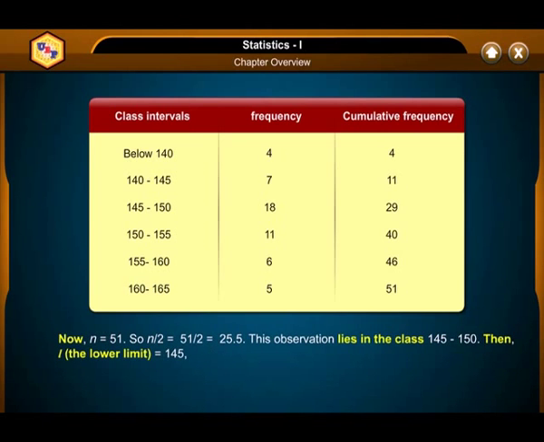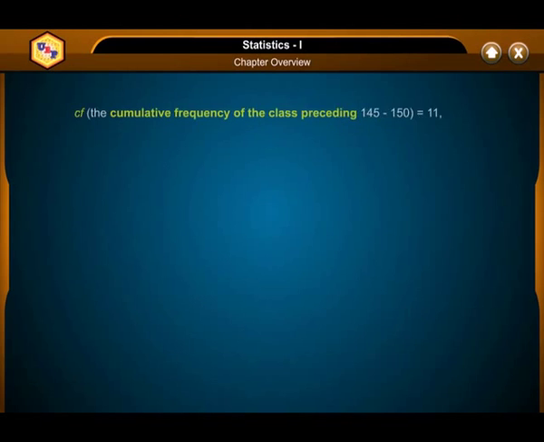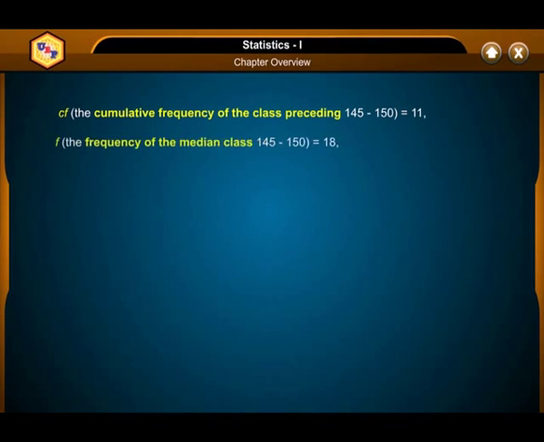Now, n is equal to 51, so n by 2 is equal to 51 upon 2 equal to 25.5. This observation lies in the class 145 to 150. Then L, the lower limit, is equal to 145. CF, the cumulative frequency of the class preceding 145 to 150, is equal to 11. F, the frequency of the median class 145 to 150, is equal to 18.